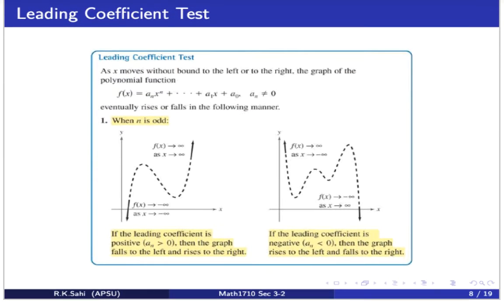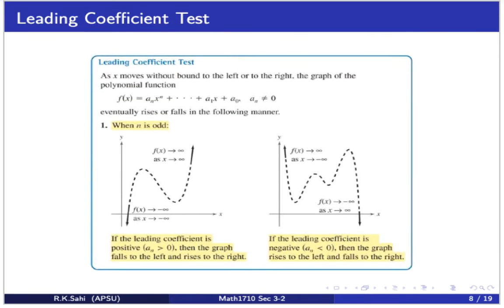Now, let's look at this test. How do we look at it? So suppose this is a graph of a polynomial. Remember, our polynomial is f(x) equals a sub n x^n plus ... plus a1 x plus a naught. Now remember, if this is a polynomial of degree n, that means the coefficient of x to the power n, which is given by a sub n, should be non-zero. Now this graph will rise or fall.